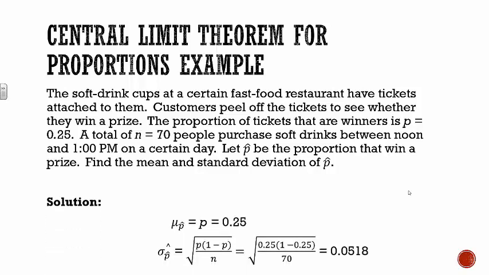Alright, so your mean of P hat, or your sample proportions, is just equal to your proportion of success, which is 0.25. Your standard deviation of your sample proportions is equal to the square root of your proportion of success, which is 0.25, times your proportion of failure, which is 0.75, or 1 minus 0.25, over N, which is how many people were part of the study, in this case 70. When I plug that into my calculator, I get 0.0518.